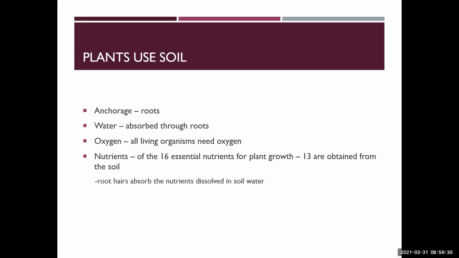Like I said before, there are 16 essential nutrients that plants need. 13 of them are obtained from soils. And of course, I noted that root hairs absorb the nutrients that are dissolved in soil. Root hairs are also what decays that allows for some of those nutrients to remain in the soil.